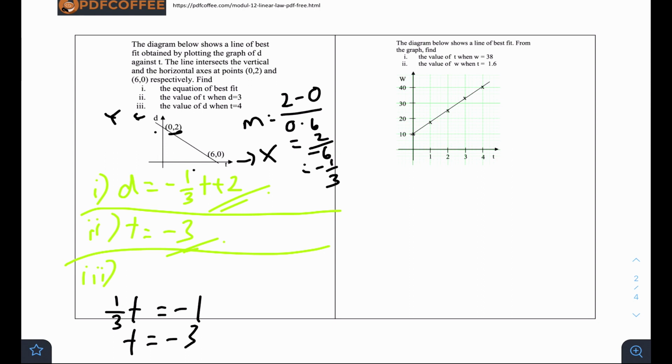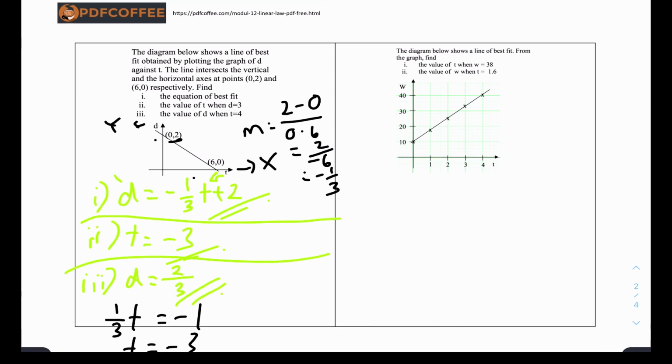And the third part to our question, the value of D when t equals 4. So it's just quite straightforward. You just substitute t equals 4 right here. So it will be minus 1 over 3 times 4 plus 2, which basically just gives us d. So it will be 2 over 3. So d will be 2 over 3. That's the answer for the question.